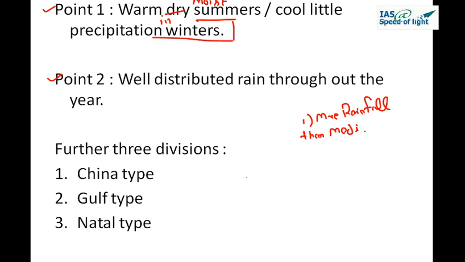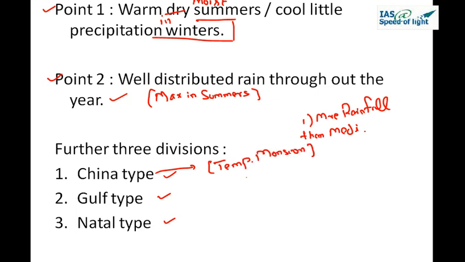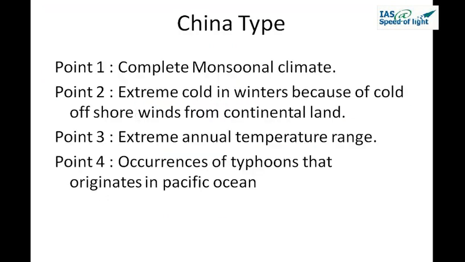This is point number one for the China type climates. Point number two, it is the well distributed rainfall throughout the year. This thing we have already discussed, but it has to be maximum in summers. As we have seen, there are further three divisions in this climate type: the China type, the Gulf type, and then the Natal type. The China type, where the monsoonal tendency is more pronounced, while in the Gulf type monsoon tendencies are not so pronounced, right? And in the Natal type, we don't see any monsoon tendencies. Monsoons simply means the complete reversal of winds with a change in season, like what we see in India.